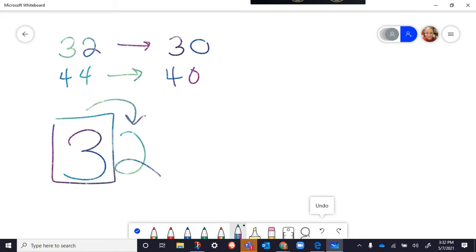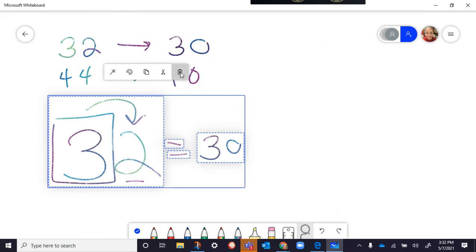We're going to look to the right. If this number right here is 5 or more, we're going to raise it up to 40. But if it's 4 or less, like this one, we're going to let it rest, and so the 3 stays the same. So then that's where we get this 30.